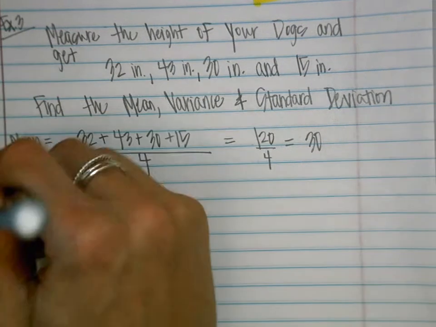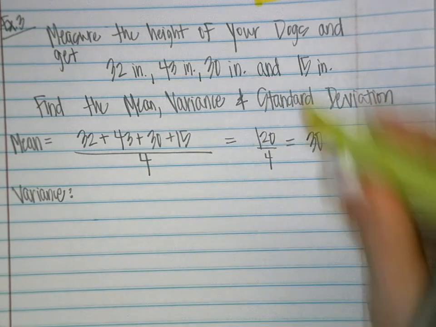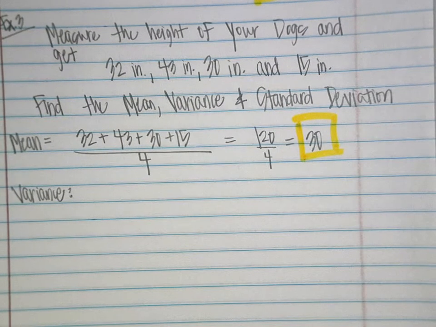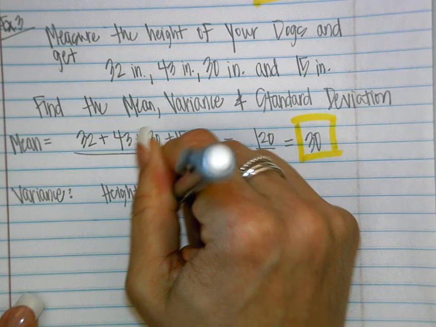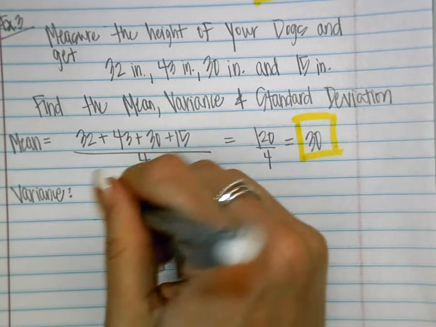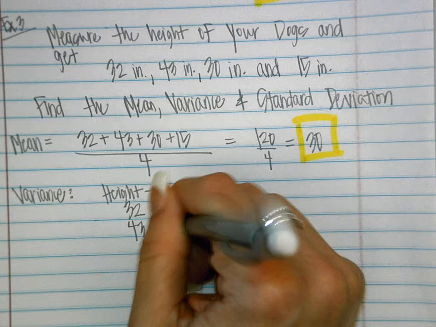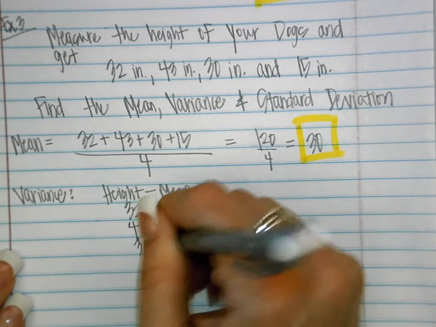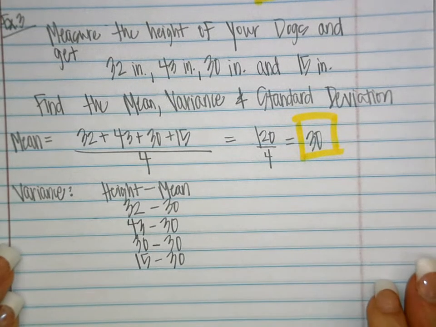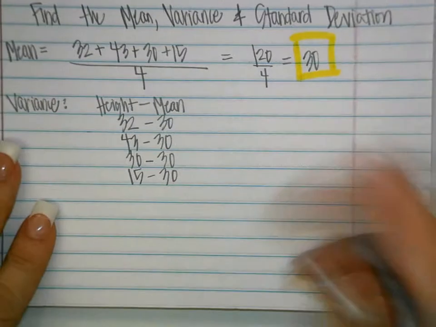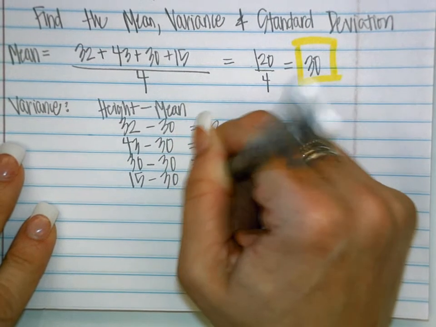Then to find the variance, so the mean is 30. Variance, you take the height of each dog and subtract the mean. So we have 32 minus 30, 43 minus 30, 30 minus 30, and 15 minus 30. So take each piece of data, subtract the mean. It's going to give you 2, 13, 0, negative 15.